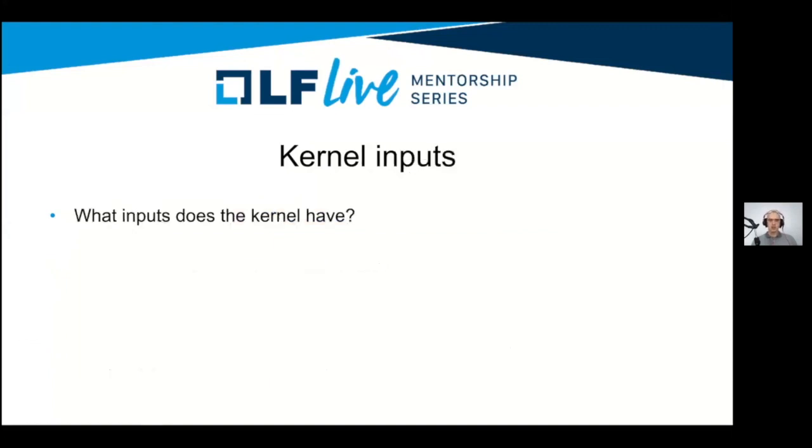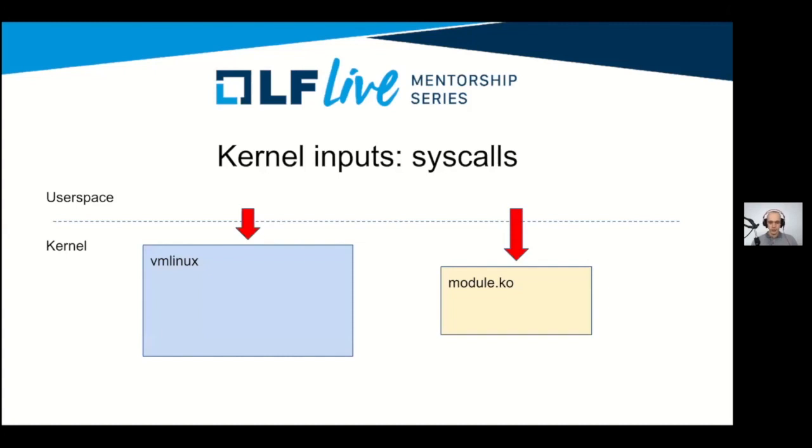When it comes to the kernel, and actually any kind of target, a very important thing that you need to understand is what kind of inputs does my target have? So what kind of inputs does the kernel have? The kernel is obviously a program and it processes something, right? So the first kind of input that the kernel has is syscalls. Whenever you have a user space application running, it executes syscalls and the kernel is supposed to be servicing those syscalls. So if you're fuzzing the kernel, we can target syscalls.